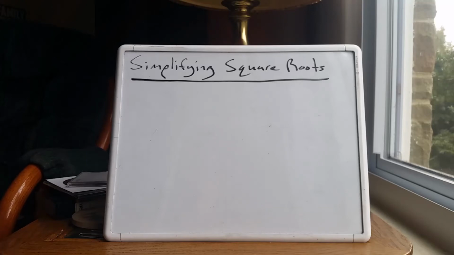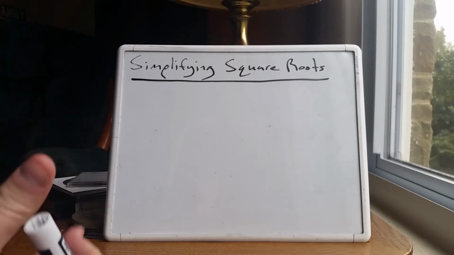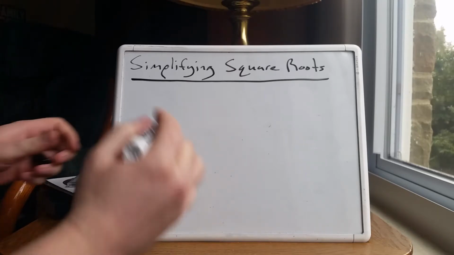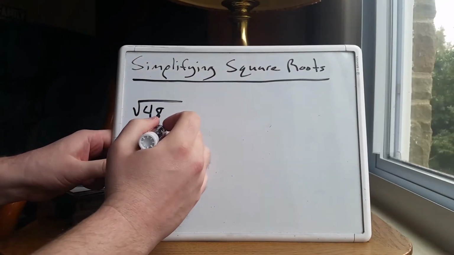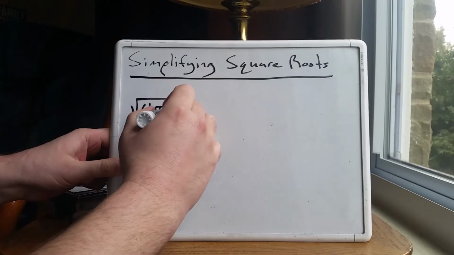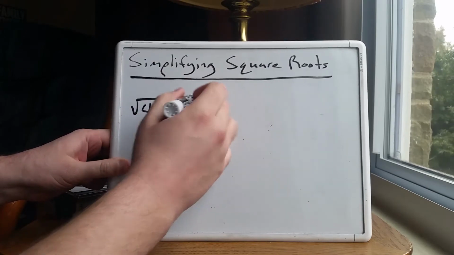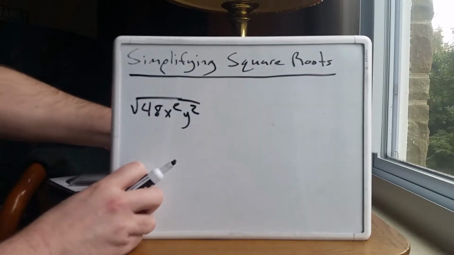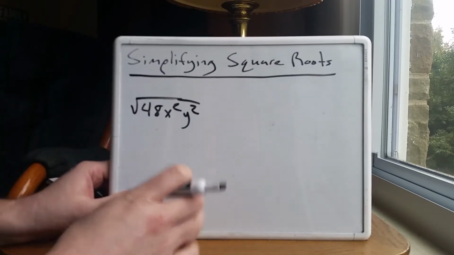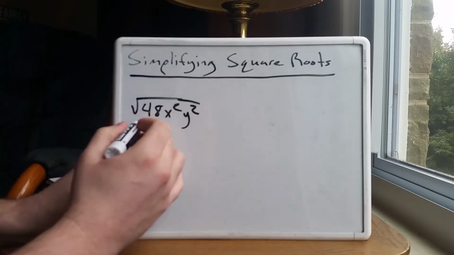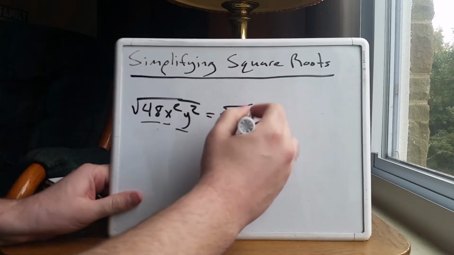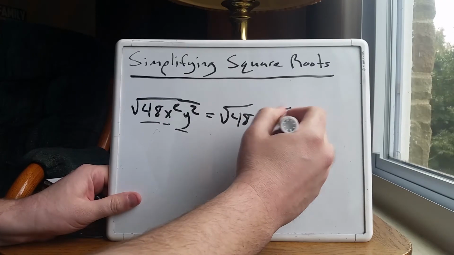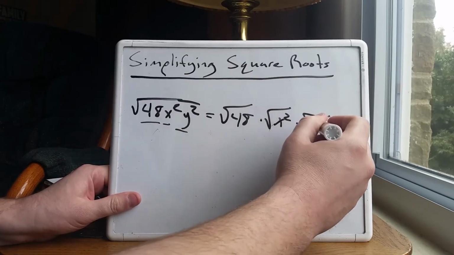Let's look at example 3 from this section, which is a little more complicated, but you can still use the same principles to solve it. So they start out with root 48 x squared y squared. Well, the first thing we want to do is split this into its pieces, the number, and then each variable by itself. So this is the square root of 48 times the square root of x squared times the square root of y squared.